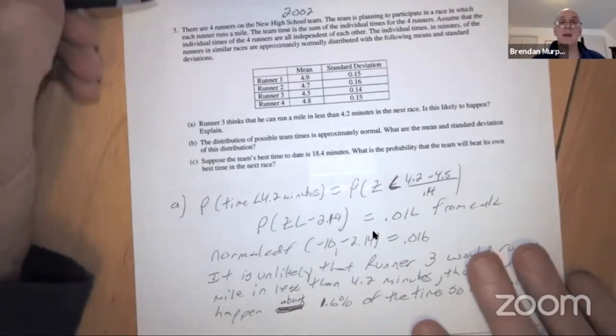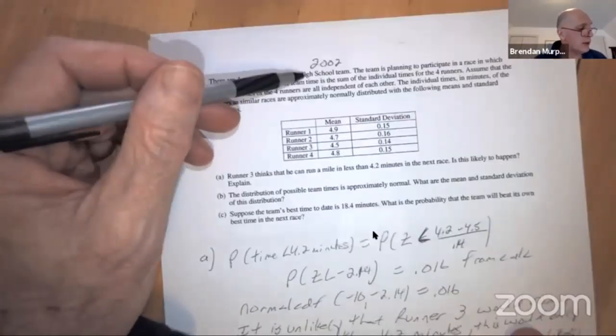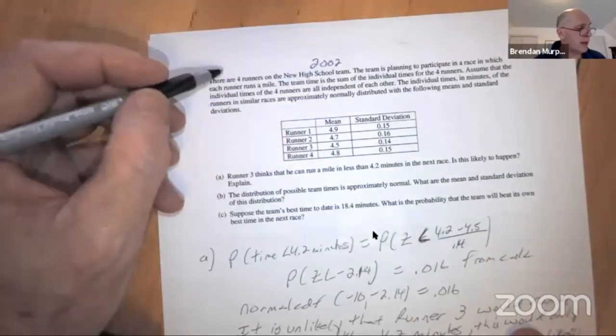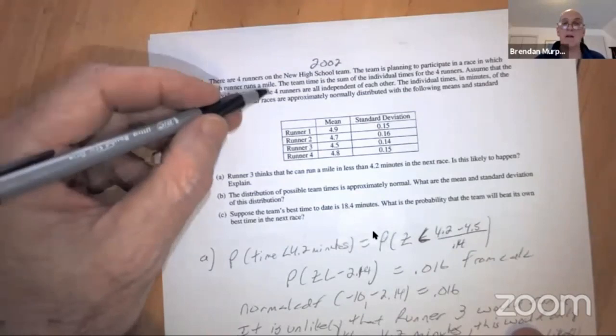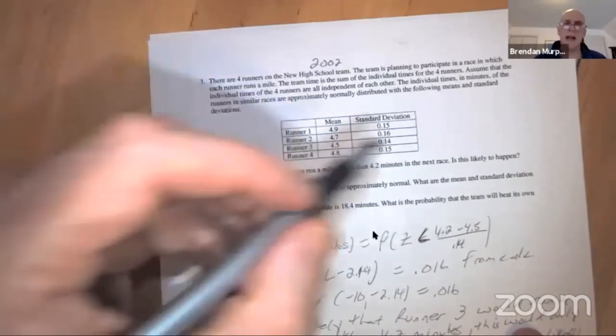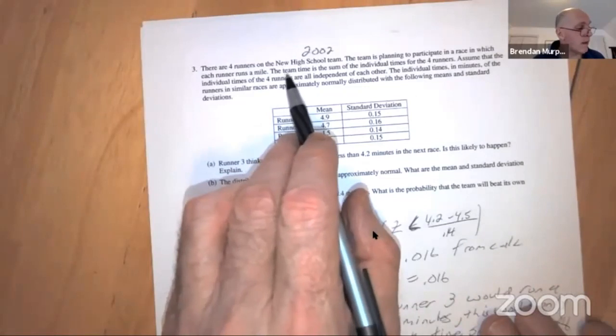This is from the 2002 exam. There are 4 runners on the new high school team. The team is planning to participate in a race where each runner runs a mile. So I don't know what you'd call that, the 4x1 mile or something. I guess runner A runs a mile and then runner B runs a mile. So it's going to take a while for all 4 runners to run a mile.